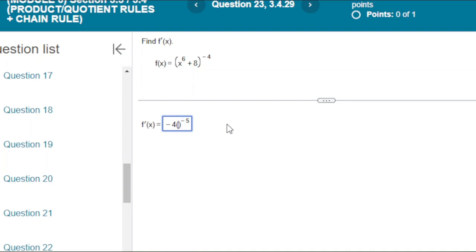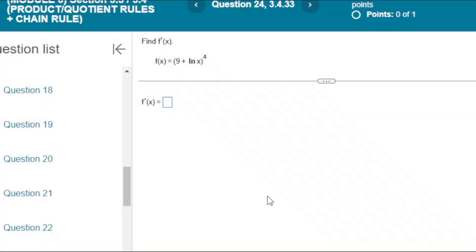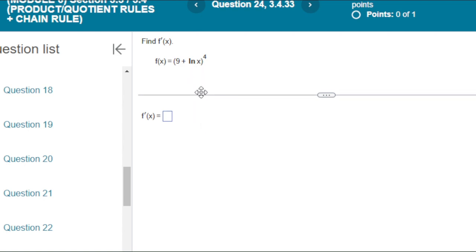So it's negative 4, now not x to the negative 5th, it's x to the 6th plus 8 to the negative 5th. And here we're almost done, right? We have negative 4 times the inside function, x to the 6 plus 8 to the negative 5th, but then we have to multiply by the derivative of the inside function, which is 6x to the 5th. Okay, so this is a chain rule. So the chain rule is a little tricky because you have to really understand about inside and outside function.